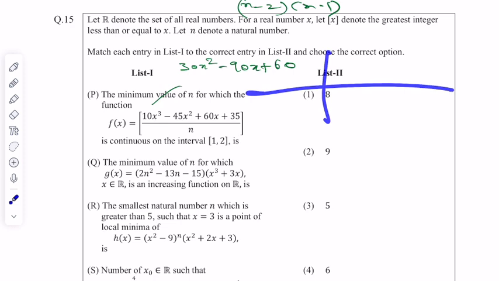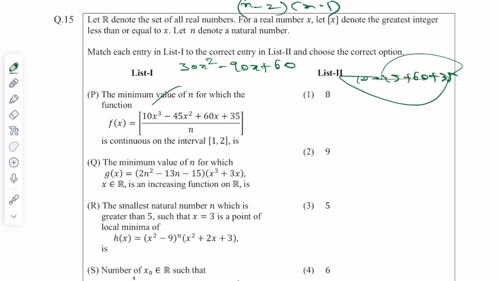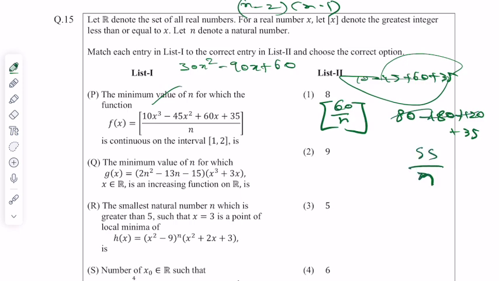So it will be the same type of function. Our derivative's roots are 2 and 1, so it will be a decreasing function in between. Let's put the value at 1. At 1 it will come out to be 10 minus 45 plus 60 plus 35. This will be minus 10, this is gone, 60 by n, greatest integer. Let's check it out at 2. At 2 it will be 80 minus 180 plus 120 plus 35. This is gone, 55 by n.